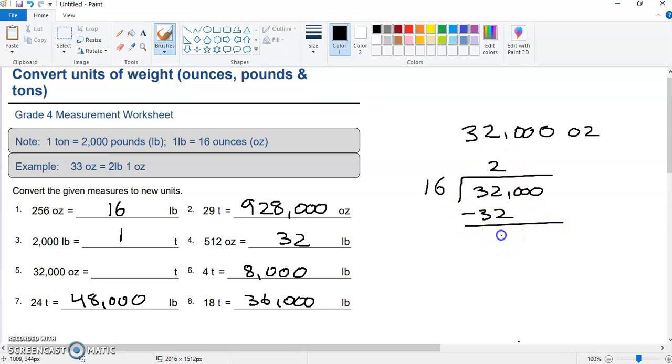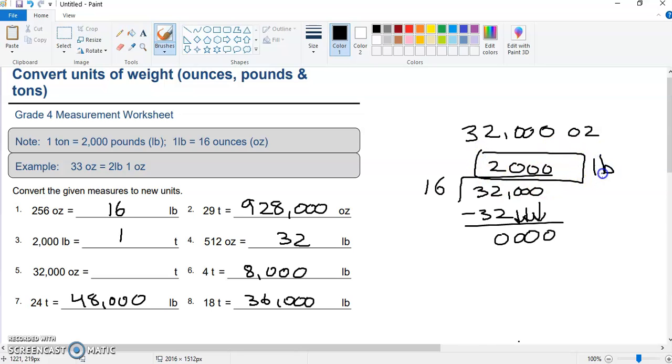Subtract, that's 0. Bring down the 0. Well, 16 times 0 is 0. Bring down some more. Well, still 16 times 0 is still 0. And then finally the last one, 16 times 0 will get you 0. So that means there are 2,000 pounds. So if you have 32,000 ounces, you're down to 2,000 pounds.